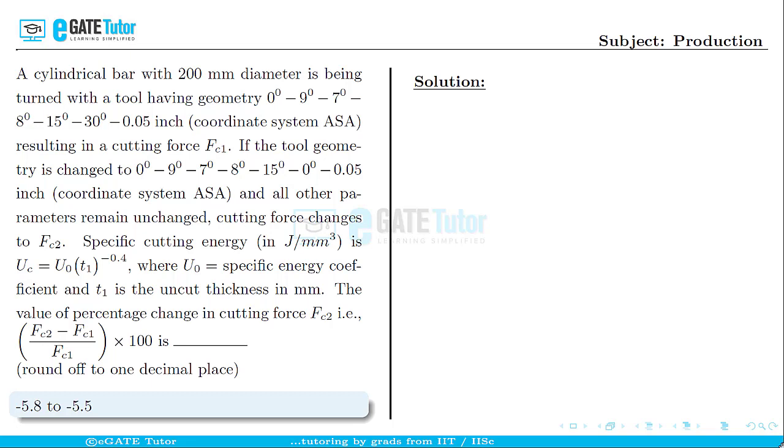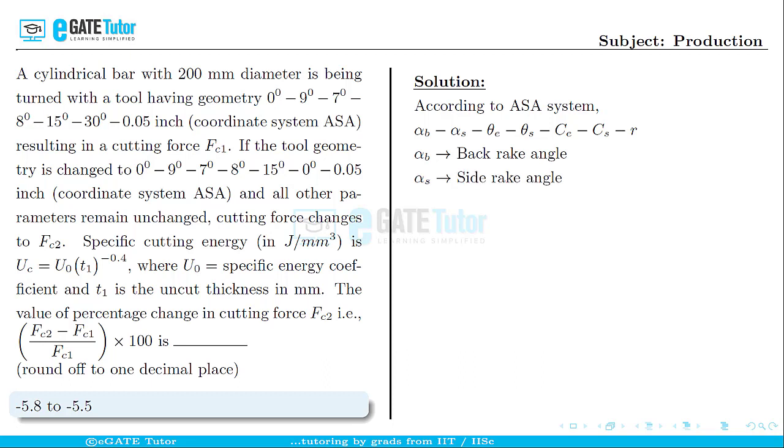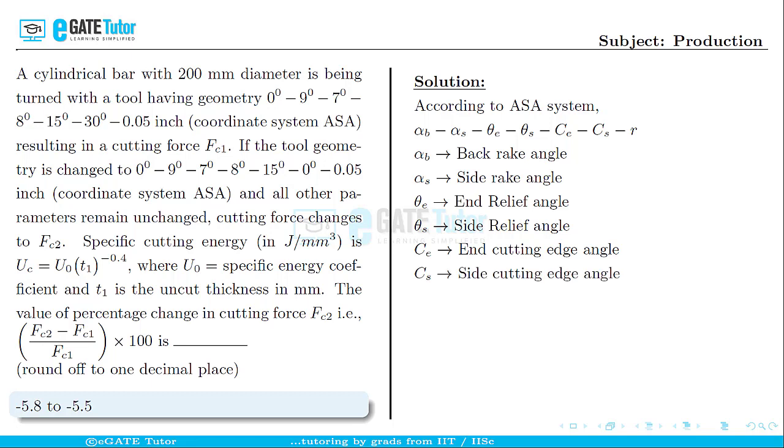We need to understand that this question is from the concepts of metal cutting. Let's move on to the solution, and first let us understand the tool designation according to the ASA system, that is alpha B, alpha S, theta E, theta S, CE, CS, R. Alpha B is the back rake angle, alpha S is the side rake angle, theta E is the end relief angle, theta S is the side relief angle, CE is the end cutting edge angle, CS is the side cutting edge angle, and R is the nose radius.